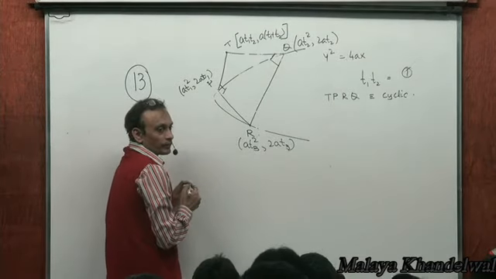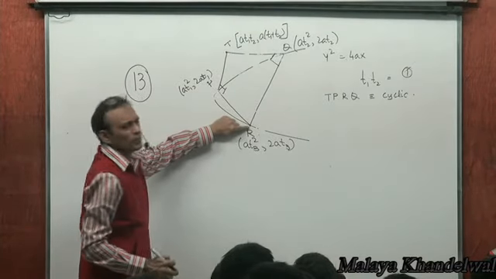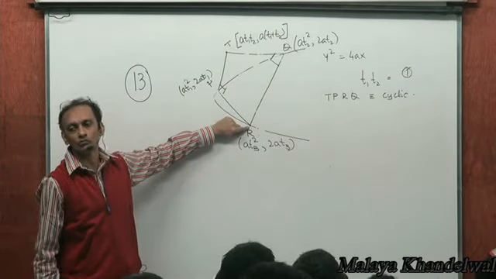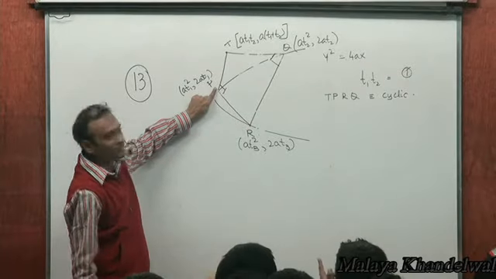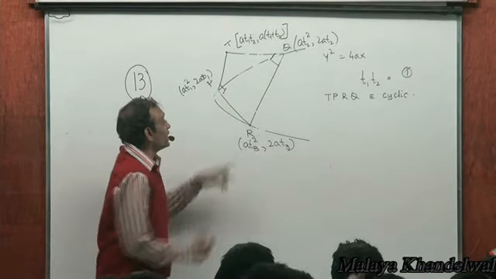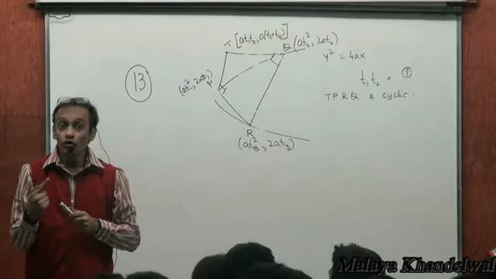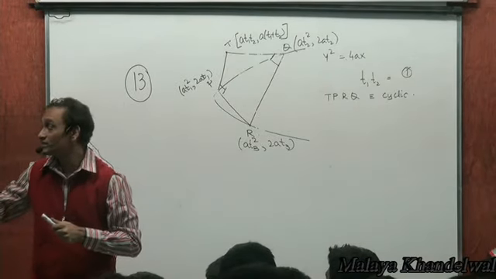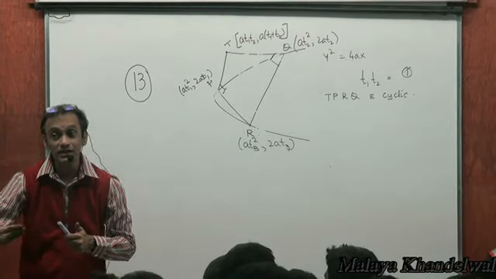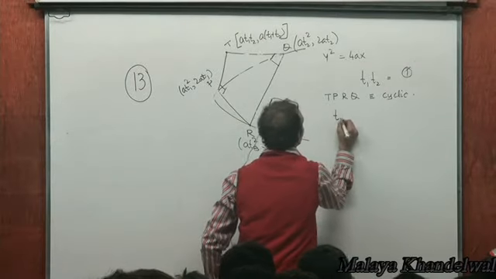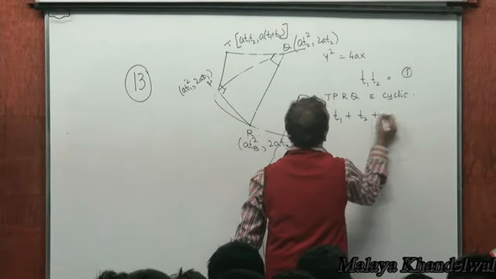Now, one more thing. If R is looked upon as a point, then through this point, 3 normals could be drawn. What are the 3 normals? One at t1, one at t2, and the third one at R itself. Therefore, P, Q, R are 3 conormal points. Therefore, the sum of their t's must be 0. t1 plus t2 plus t3 must be 0.